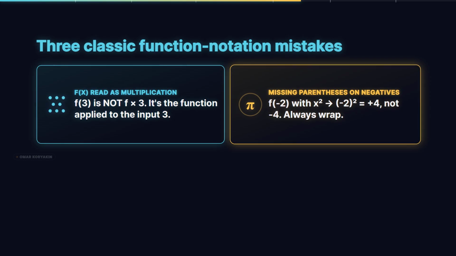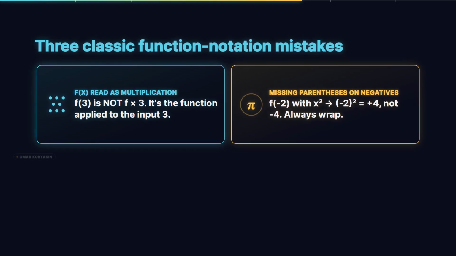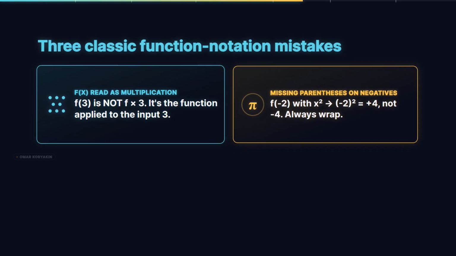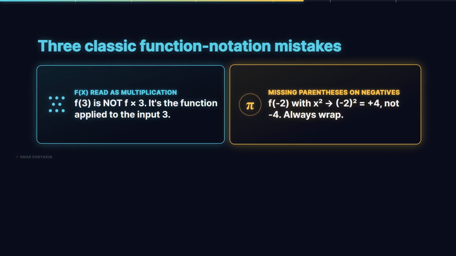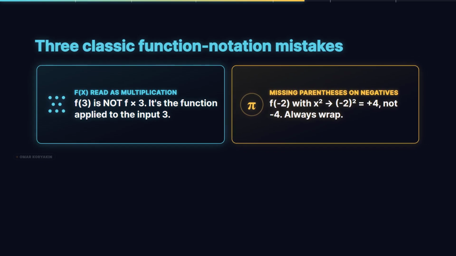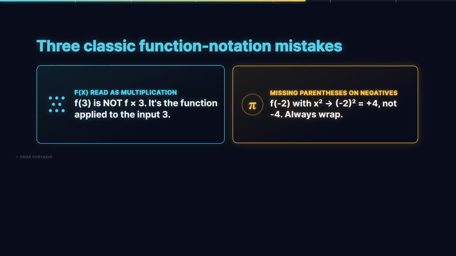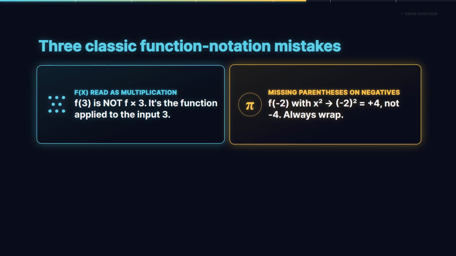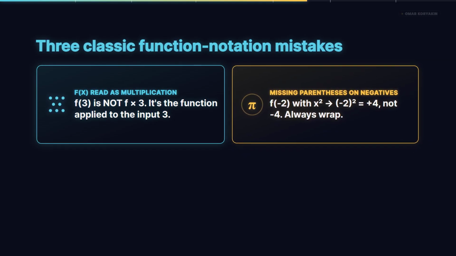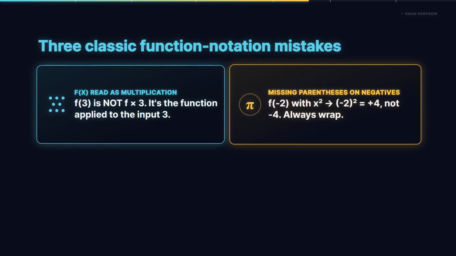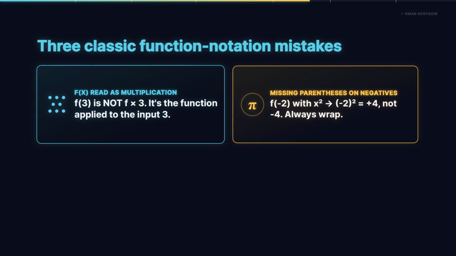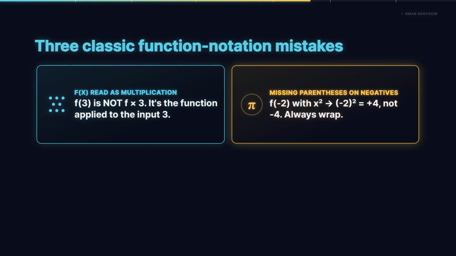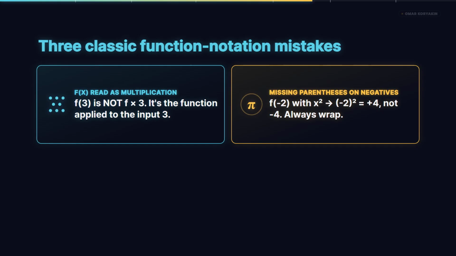A student evaluating f of -2 with the rule f of x equals x squared writes -2 squared and computes -4 when the correct value is +4, because the square of -2 is +4. The fix is to always wrap the substituted value in parentheses, especially when the rule has any squared, cubed, or higher power terms. The parenthesis habit from section 2 carries directly into function evaluation work.